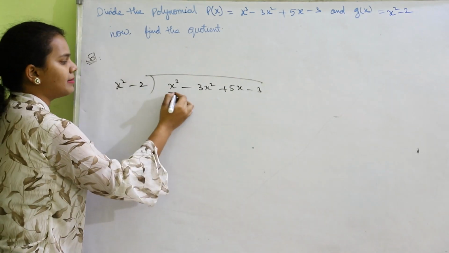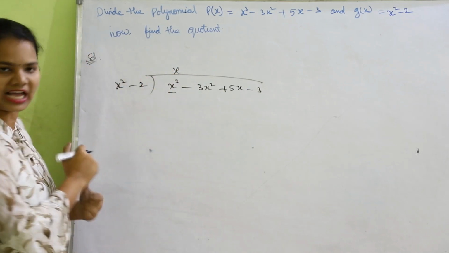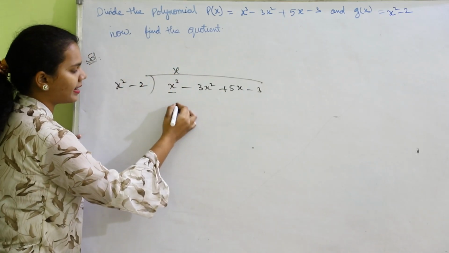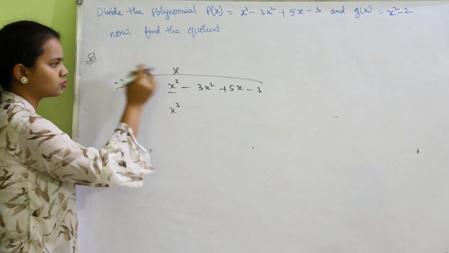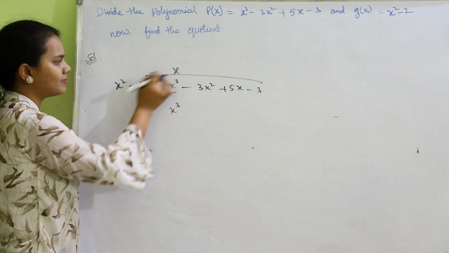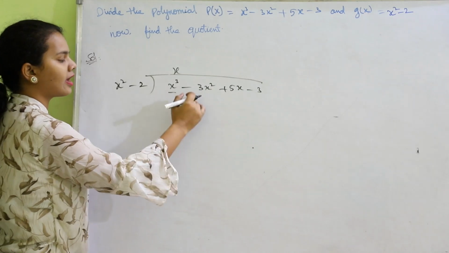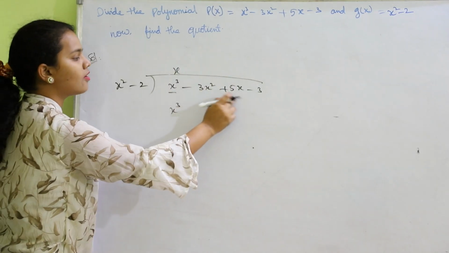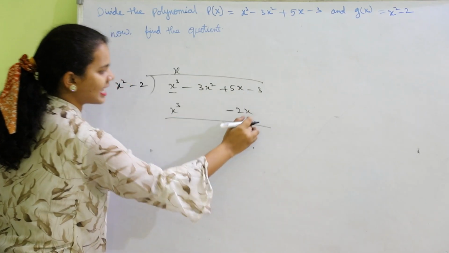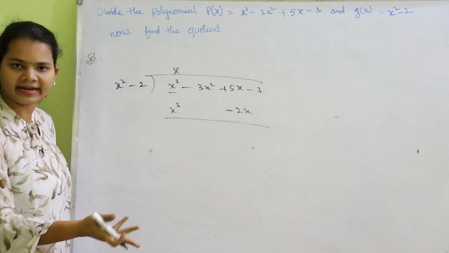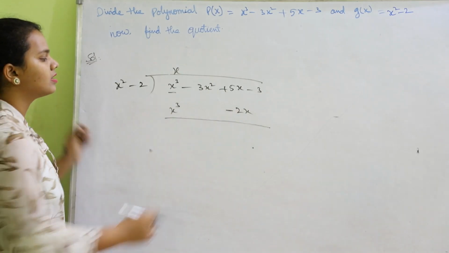Now consider the first element, guys. If I place x, then x into x square gives x cube, right? So that's what I am adding over here: x into x square, x cube. Again x into minus 2: plus into minus gives minus, so here you have minus 2x. Here I have minus 3x square and plus 5x. Here I would like to add minus 2x, because here I have x square, so I can't add it, it won't go. That's what I have added over here, means minus 2x.